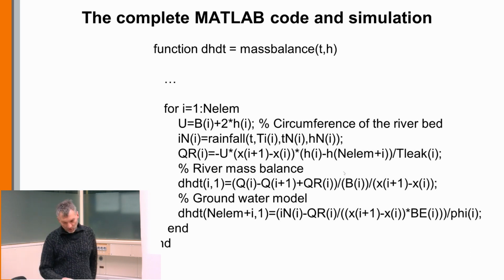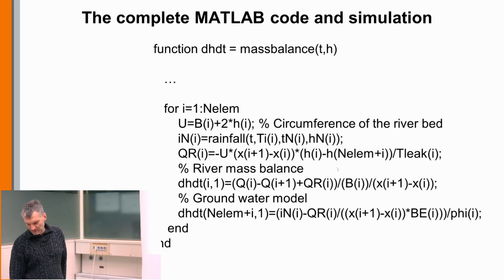And here you see how I solve river equations and groundwater equations. Here, this equation is going from 1 to n element, so this h is a river h. And here, this h goes from n element plus i, so it's the next n elements. So these are the groundwater elements. I just divide up the array between n element river elements and n element starting from n element plus 1 going to 2 times n element. These are the groundwater elements.